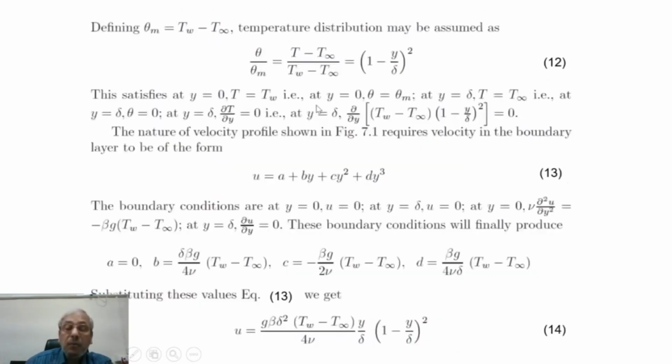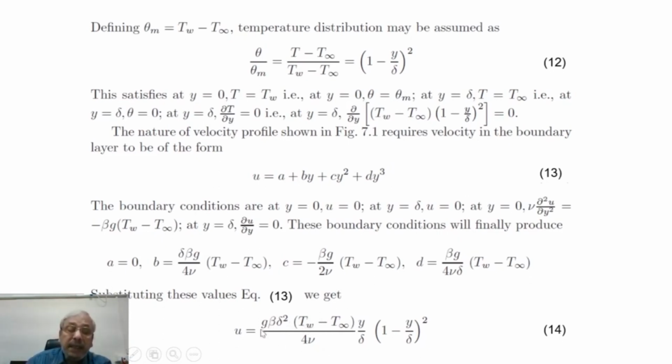So now if we try to identify these terms, g beta delta square (Tw minus T infinity) by 4 nu, with their dimensions: temperature difference is in Kelvin, beta is 1 by T, that means 1 by Kelvin, delta square is meter square, g is meter per second square, and nu is basically meter square per second.